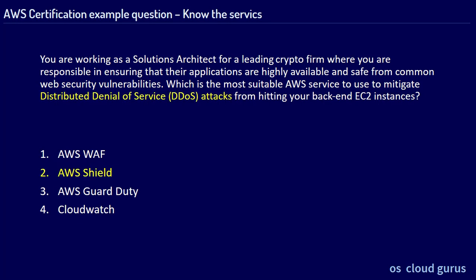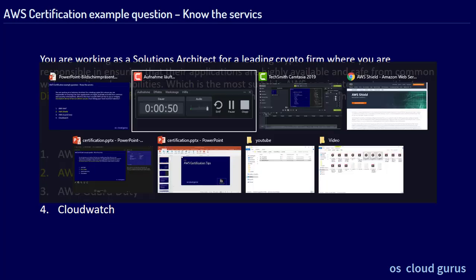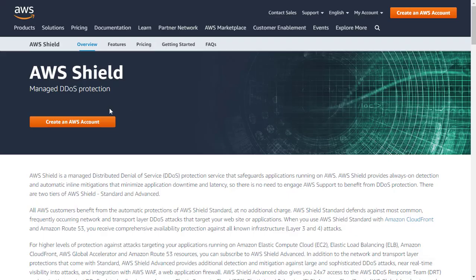This is AWS Shield. And again, what do we have to know about AWS Shield? Do we have to have worked 5 years with AWS Shield to answer the question? Let's have a look at the description. AWS Shield, managed DDoS protection, and you find the answer to this question again in the very first sentence of the description. So it's really a good idea to take a look at these overview pages for the most important services.